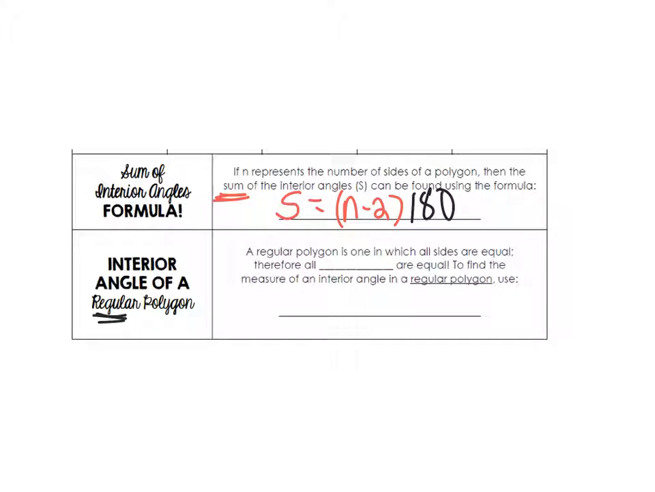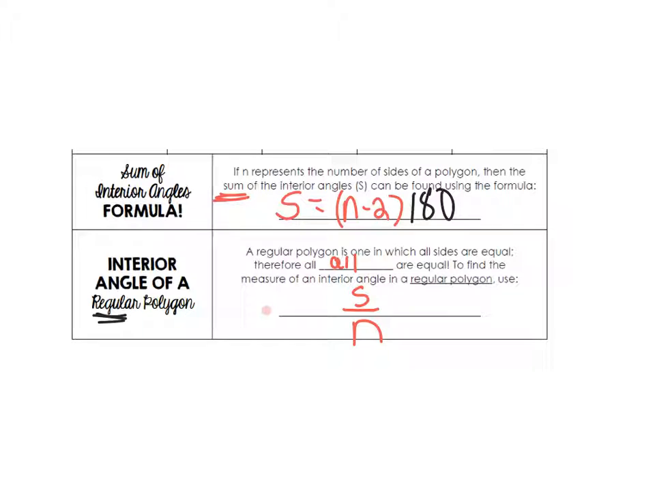Now we're going to talk about the interior angle of a regular polygon. I want you to know that a regular polygon means all the sides are equal and all the angles are equal. So all sides and all angles are equal. Now, if we want to find just one interior angle, what we're going to do is take the sum, which we found in number 1 at the top, and divide it by the number of sides.